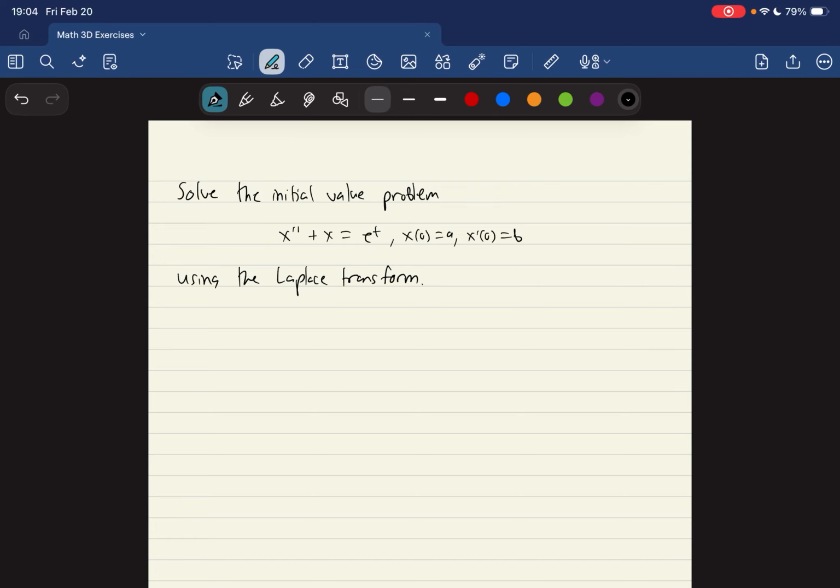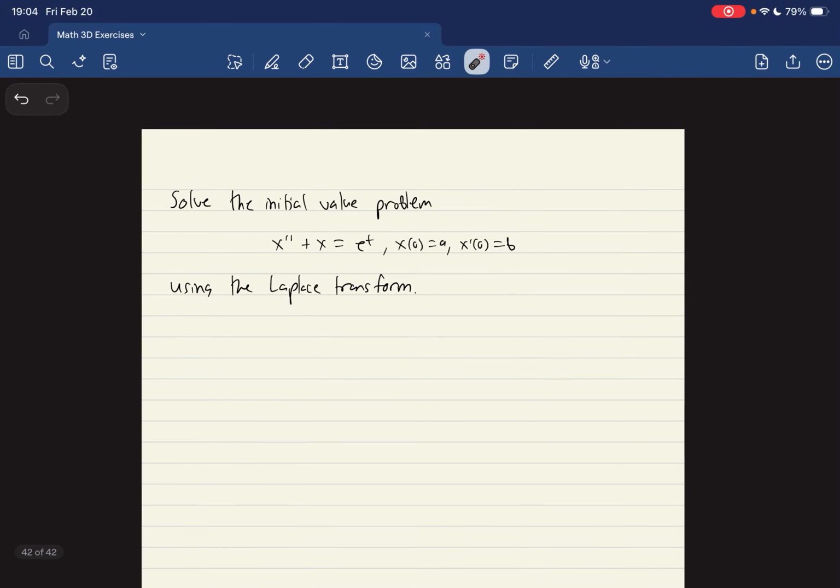Hello. In this video, I'm going to be solving the following initial value problem using the Laplace transform. And the initial value problem of interest is this one right here, where A and B are just constants. We don't know what they are.